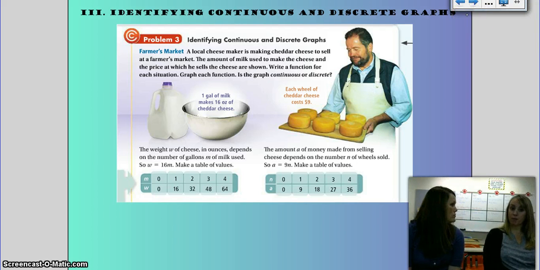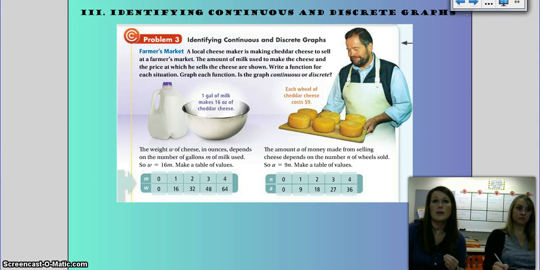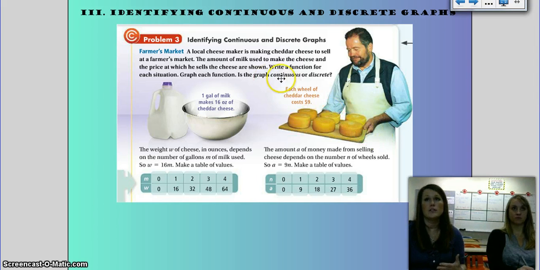Now we're going to look at a real world problem with this. So we are looking at cheese. Everyone loves it. I love cheese. I know. Okay, so a local cheesemaker is making cheddar cheese to sell at a farmer's market. The amount of milk used to make the cheese and the price at which he sells the cheese are shown. Write a function for each situation, graph each function, and then decide, is it continuous or discrete?